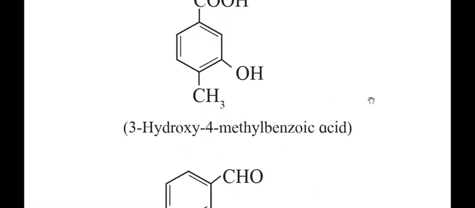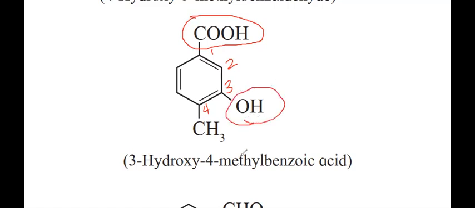Next one, this is an acid. Acid will be our priority. Then numbering 1, 2, 3, 4. Which will be more prioritized, CH3 or OH? Of course, OH is more prioritized. Therefore 3-hydroxyl will come first. 3-hydroxyl 4-methyl benzoic acid.